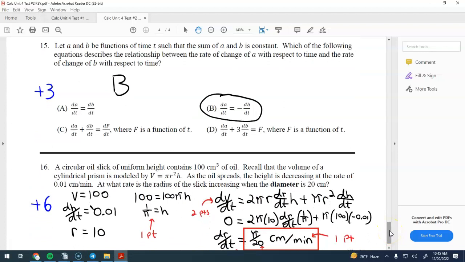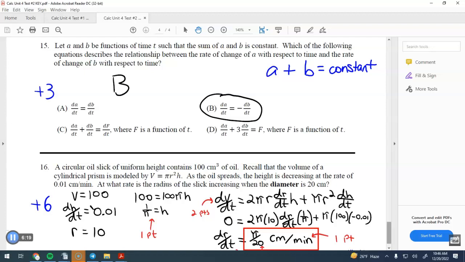So let A and B be functions of time. That means we're doing dA/dt and dB/dt, and things are changing with time. I can tell by my answers too, right? That there's dA/dt and all that. The sum of A and B is constant. Okay, so the only thing I know is that A plus B equals some constant. And then I'm going to take the derivative.